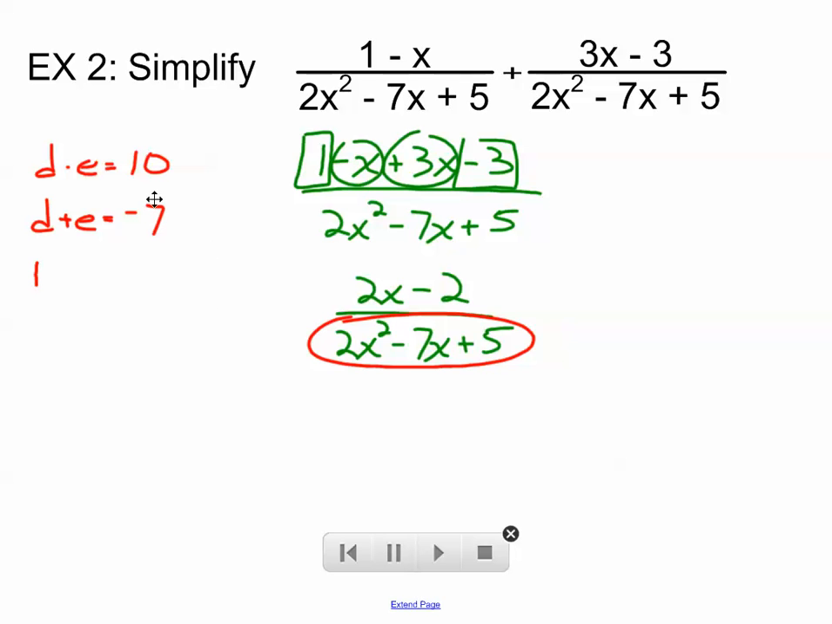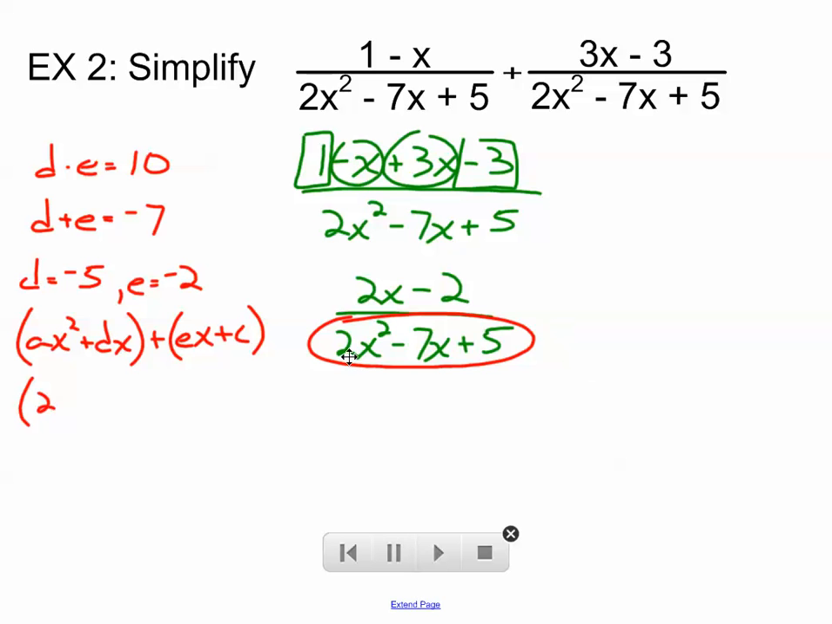So d times e should equal a times c. 2 times 5 is 10. And d plus e should equal b, and b is negative 7. So from that, we can determine our values of d and e to be negative 5 and negative 2. Negative 5 times negative 2 is 10. Negative 5 plus negative 2 is negative 7. Here's the expression that we use in the AC method. A is 2, D is negative 5, E is negative 2, and C is 5.